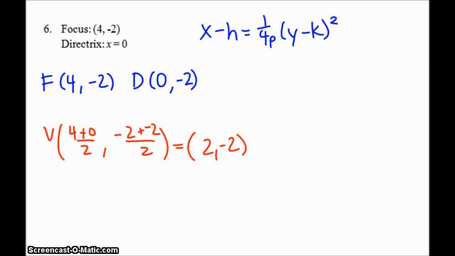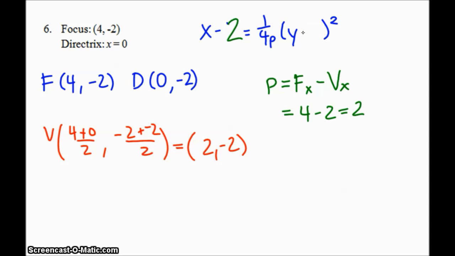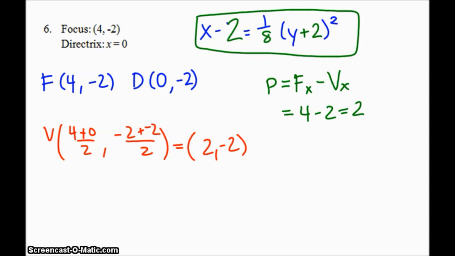So to find the p-value, you are going to subtract the x value of the vertex from the x value of the focus. So 4 minus 2 is 2. Plug in what you know. Okay, H is 2, K is -2. Remember there was a negative here already, so we put +2. Put in a 2 for P. 4 times 2 is 8. So x minus 2 equals 1/8 times y plus 2 squared. That is your answer.